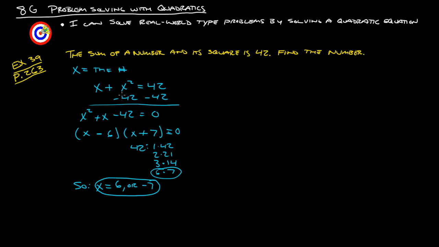Let's just double check it really quick. 6 plus 6 squared, that's 36 plus 6 is 42, so that works. And then negative 7, and then negative 7 squared is 49. 49 minus 7 also gives us 42. So both of those numbers would possibly work.